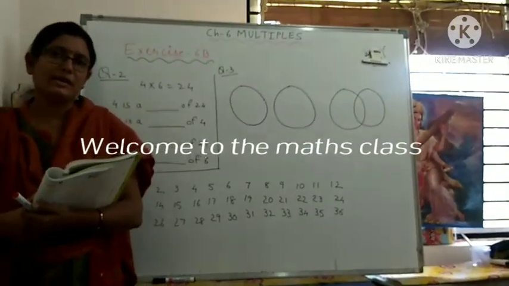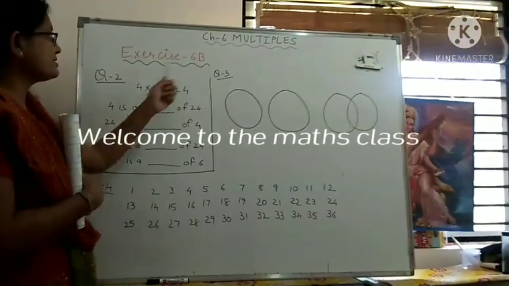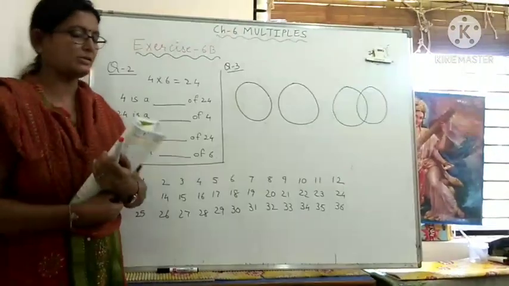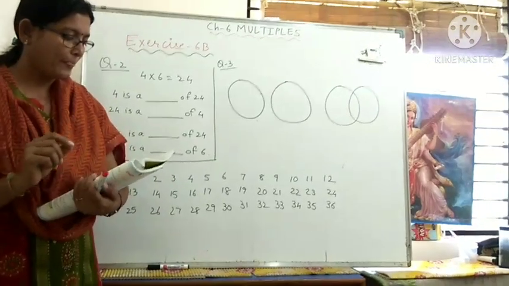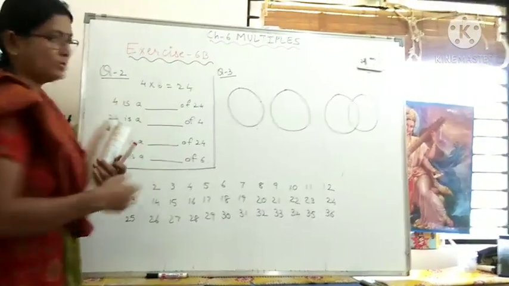Good morning students. I am back with the next exercise 6b of chapter number 6, multiples. In that, question number 1 is cancelled from the syllabus, okay? And now we'll start with question number 2.